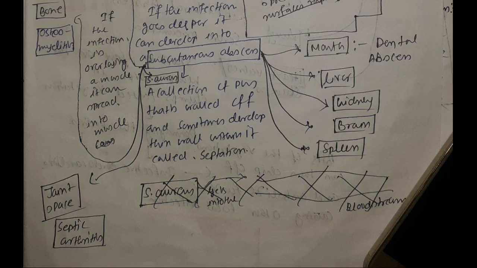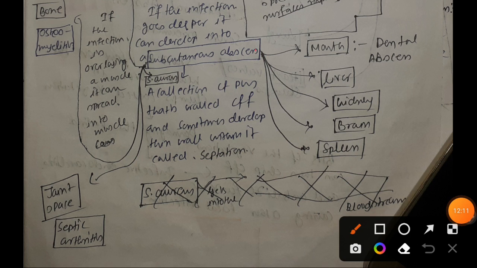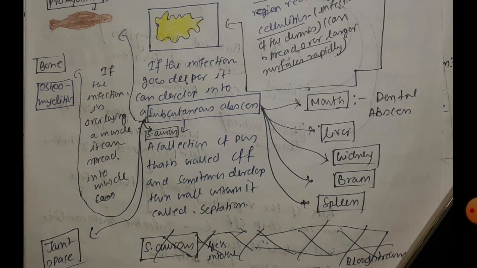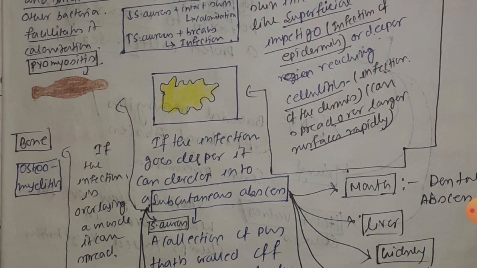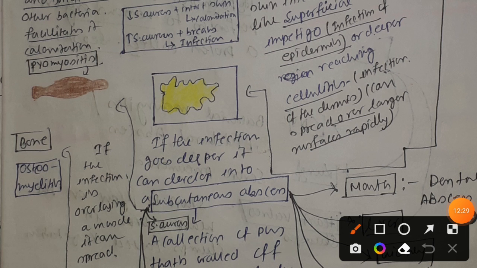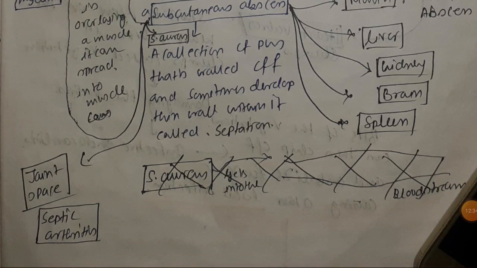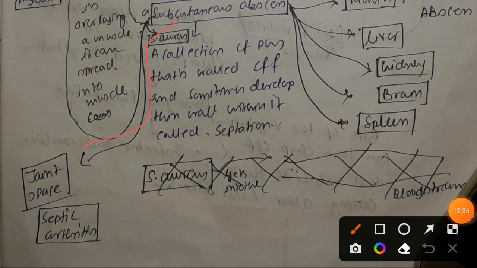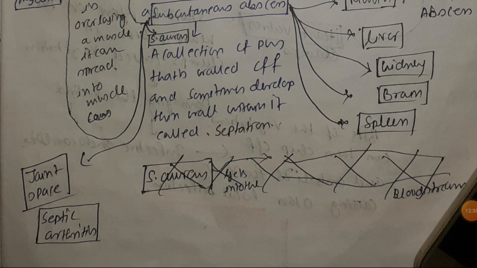So now from that subcutaneous abscess, the infection can move into the mouth causing a dental abscess, and can go into the liver, kidney, brain and spleen. Now, Staphylococcus aureus can also affect the overlying muscle causing pyomyositis, and can also go into bone causing osteomyelitis, and into the joint space causing septic arthritis.